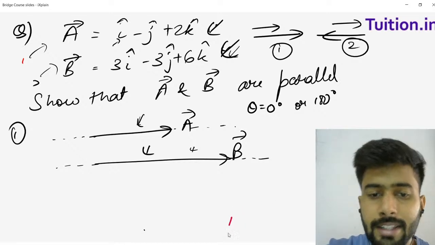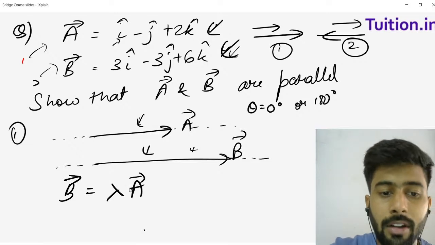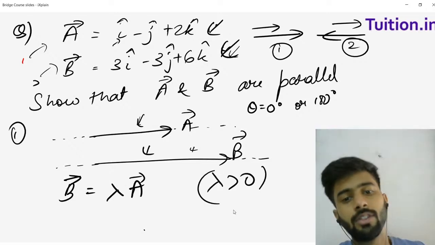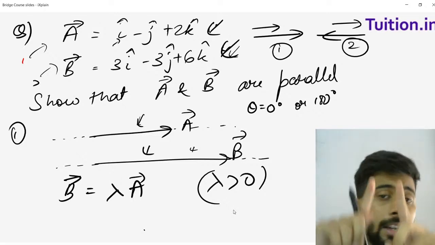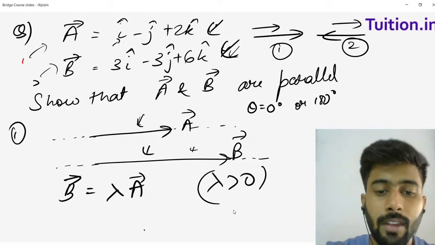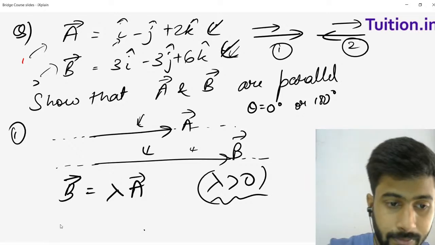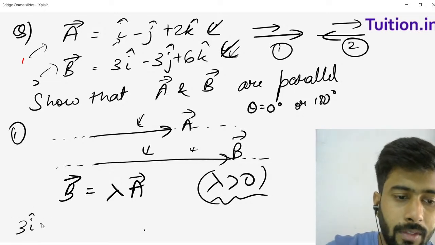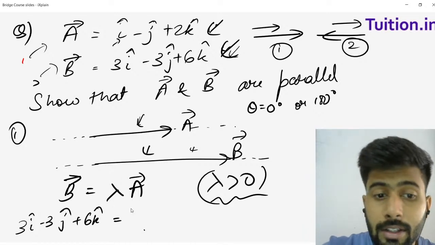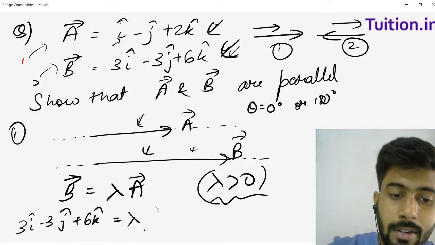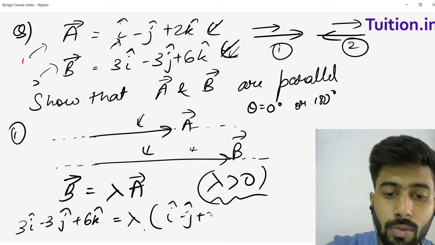So can I say that B bar should be equal to some lambda times A bar where this lambda is more than 0? Should that be the case or not? It should be, right? Because B is in the same direction as A but it has a resized length. And also my lambda has to be more than 0. That's another compulsion. So B bar is 3i minus 3j plus 6k, and this should be equal to lambda times A. Where is your A? A is i cap minus j cap plus 2k cap.